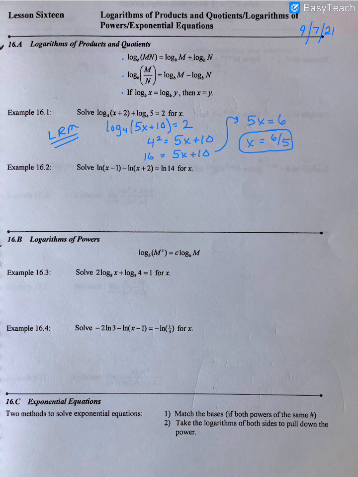Okay, let's look at example 2. Example 2 is a very similar problem, but it is natural logs. Same rules apply with common logs and natural logs. We have two logs being subtracted here. If we have two logs being subtracted, it can be rewritten as one log, where there is division. So I'm going to rewrite this as the natural log of x minus 1 over x plus 2 equals the natural log of 14.